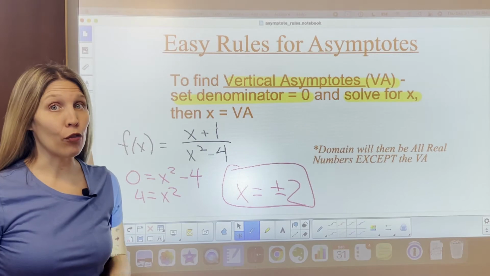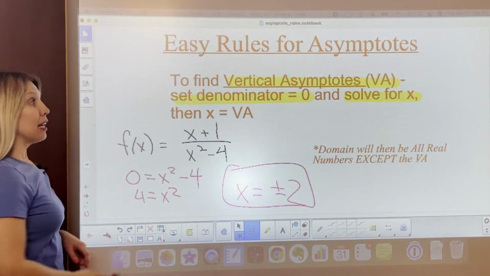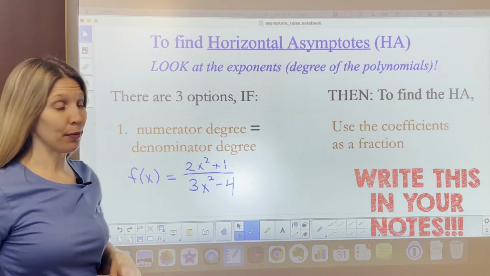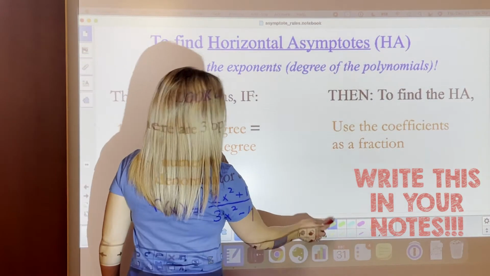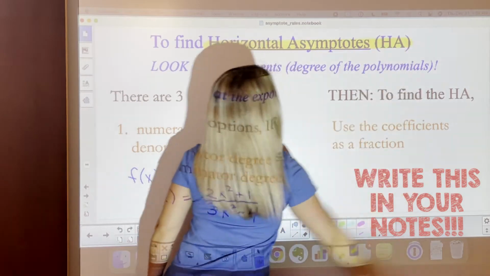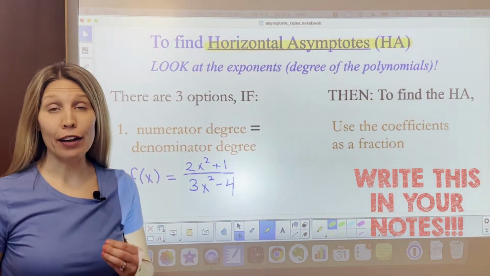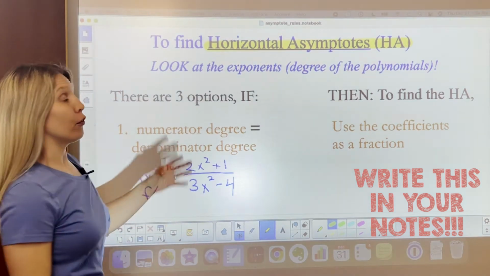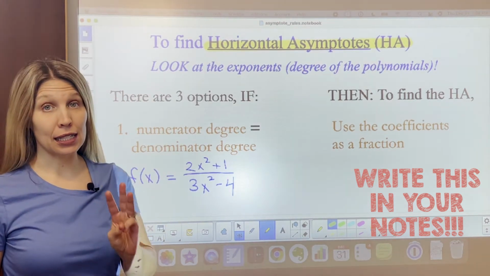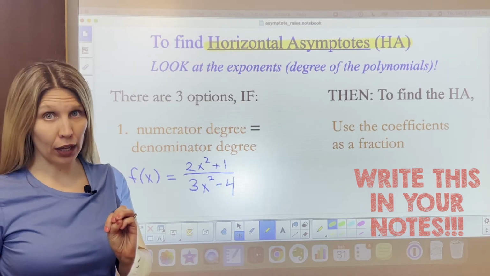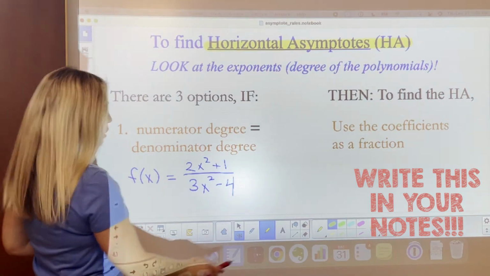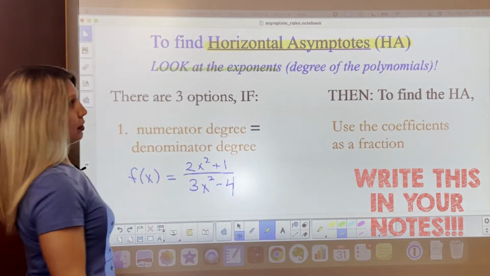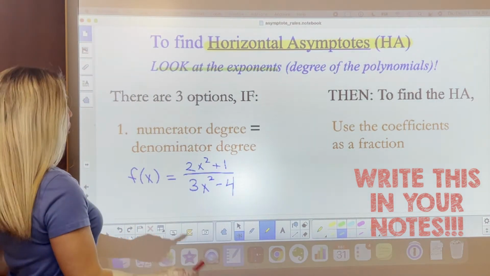Now, get your notebook out for your horizontal asymptotes. These have a few more rules to them that you're going to want to write down and have handy. So your horizontal asymptotes are your y values. Those are your horizontal y value lines. They have 3 different things that you're going to look at to decide your horizontal asymptote. First thing you need to know is you're going to look at the exponents. Those are the degrees of your polynomials.